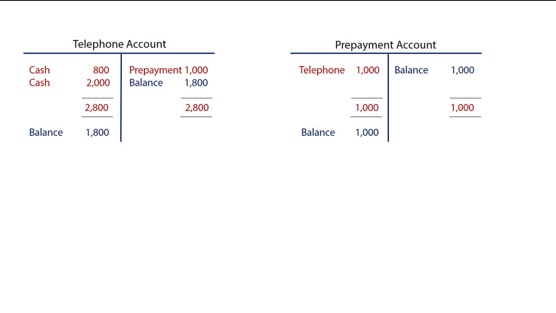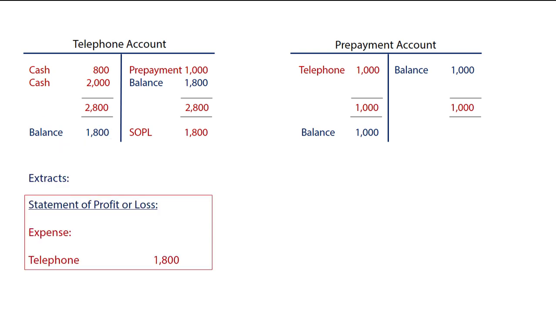The telephone account obviously is a statement of profit or loss account item. So we come to the account and credit that account because the debit side has the balance. We come to the statement of profit or loss account and debit it with telephone, because the statement of profit or loss account here is not in a T account shape, but a vertical shape, and it's an extract as well. We just put the expense there and put the telephone there.